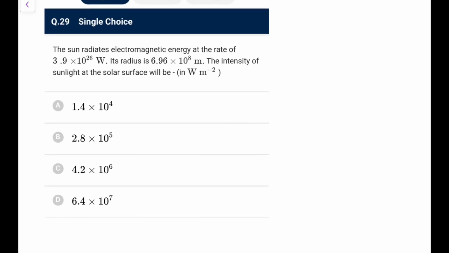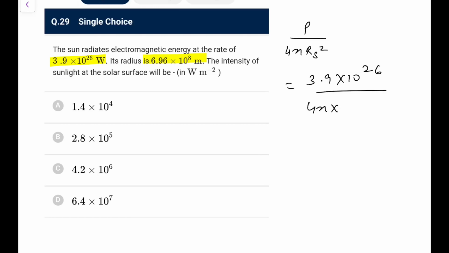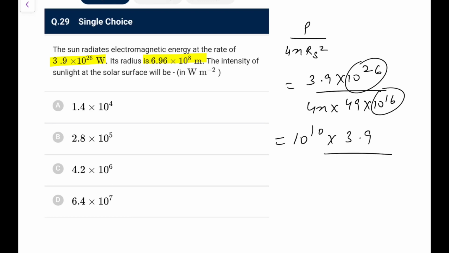Sun radiates electromagnetic energy at this rate, its radius is this, the intensity of sunlight at the solar surface will be, you can directly say this is power upon 4 pi rs square. So power is 3.9 into 10 raised to the power 26, this is 4 pi into r square, I can write it 7 square, I can directly do 49 into 10 to the power 16 for saving some calculation time. So it would be 10 to the power 10 into 3.9 upon 49 into 4 pi.